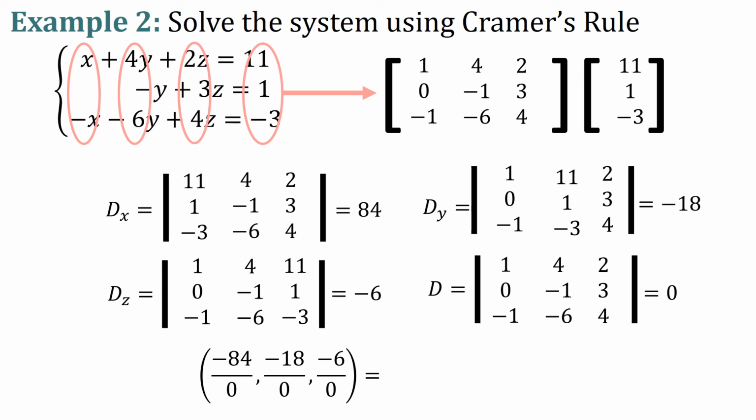So that looks like this: 84 divided by 0, negative 18 divided by 0, and negative 6 divided by 0. But we know that we are not allowed to divide by 0. Therefore, this system of equations has no solution. And that concludes this video on Cramer's rule.